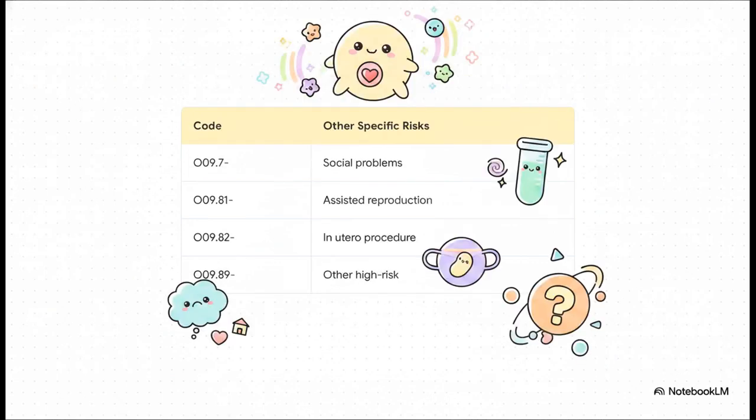We wrap up the breakdown with our third table, highlighting some of the diverse social and procedural nuances that can complicate a pregnancy. O09.7 is for the supervision of a high-risk pregnancy due to social problems. O09.81 is vital when the pregnancy results from assisted reproductive technology. O09.82 denotes a history of an in utero procedure during a previous pregnancy, and then we have O09.89 acting as a catch-all for other high-risk pregnancies not specified anywhere else. Just looking over this list, you can clearly see the incredible level of detail required when abstracting from the documentation. It's the only way to ensure the patient gets the right oversight.